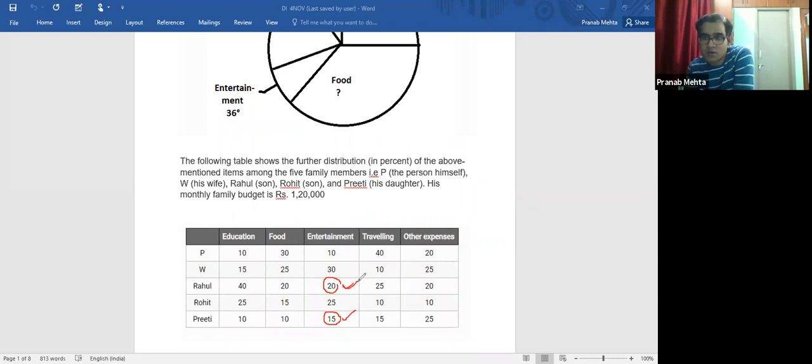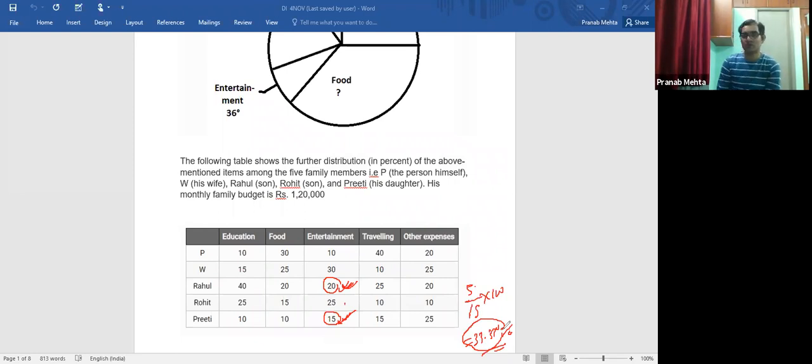Now see one interesting thing which I want to teach. Listen carefully. In this question, I could have done this also. Without taking actual values, I just take this data: 20, 15. Rahul is spending 20%, Preeti is spending 15%. The difference is 5. Since they want us to compare with Preeti, the value of Preeti becomes the base, into 100. So I get 5 by 15 into 100, which is 33.33%. I can do this also.